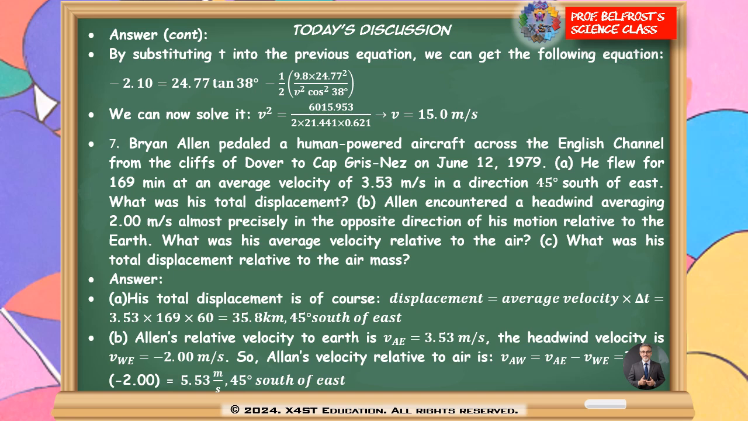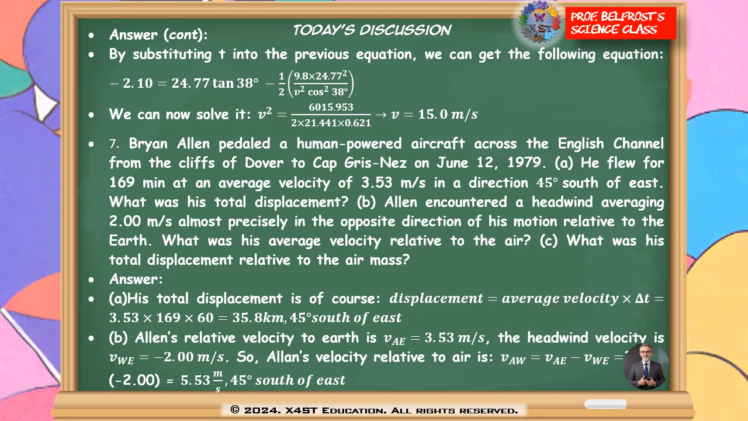Next problem. This is the second last problem. Brian Allen flew for 169 minutes at an average velocity of 3.5 meters per second in a direction of 45 degrees south of east. What was his total displacement? The second question is Allen encountered a headwind averaging 2 meters per second almost precisely in the opposite direction of his motion relative to the Earth. What is his average velocity relative to the air? And the third question, what was his total displacement relative to the air mass?